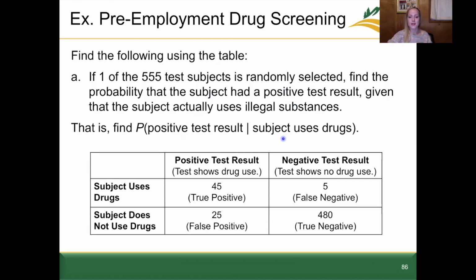Here's this table we're going to use to figure out the answer. In this row here, we have the subject does use illegal substances. Here, if they got a positive test result. Here, if they got a negative test result. If they do use illegal substances and they got a negative test result, that's a false negative test result. The next row here, the subject does not use illegal substances, then 25 of those people actually got a positive test result, that's a false positive, and 480 got the test result they should have gotten if they don't use illegal substances, so they get a negative test result.